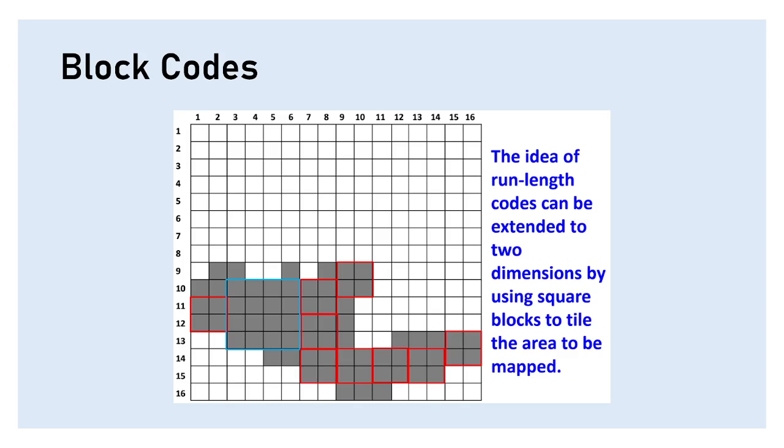So in block codes, the idea of run length codes can be extended to 2 dimensions by using square blocks to tile the area to be mapped. If you remember, in run length codes, what were we doing? We were considering each of the rows, that's it. So that's kind of like a one-dimensional approach. But in block codes, as the name suggests, we are doing it in a two-dimensional approach. That is, instead of just considering a row like this, we are actually considering a block. I will explain how it is done, but this is basically the essence.